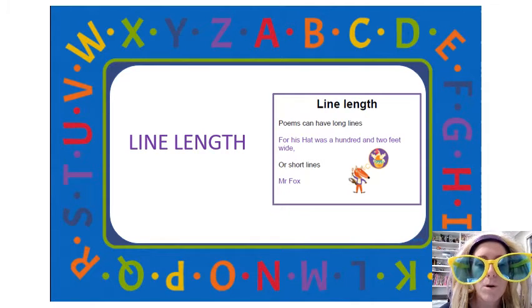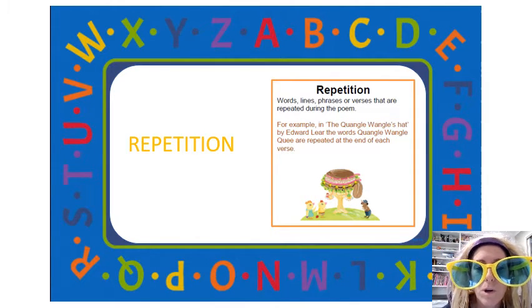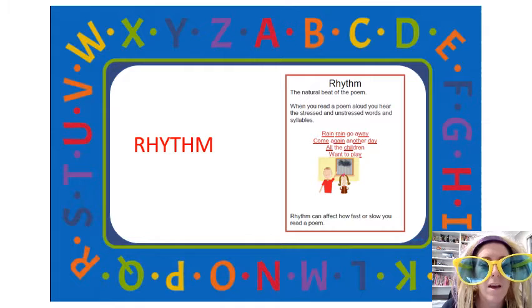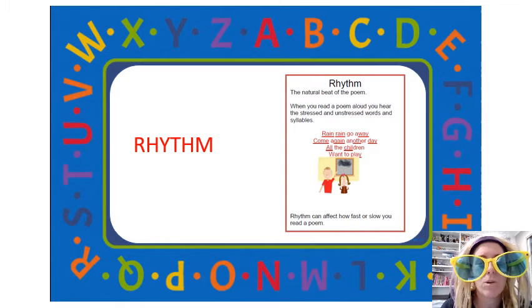Line length. Poems can have long line lengths or they can be short. Some poems actually can have a mixture of both long and short line length. Repetition. Words, lines, phrases, or verses that are repeated during the poem. If you can remember back to the Quangle Wangle's hat poem that we did, the words Quangle Wangle Quee were repeated at the end of each verse. All right, then we have rhythm. So regular rhythm does not change through the whole poem, and a poem where the rhythm changes would be irregular rhythm.